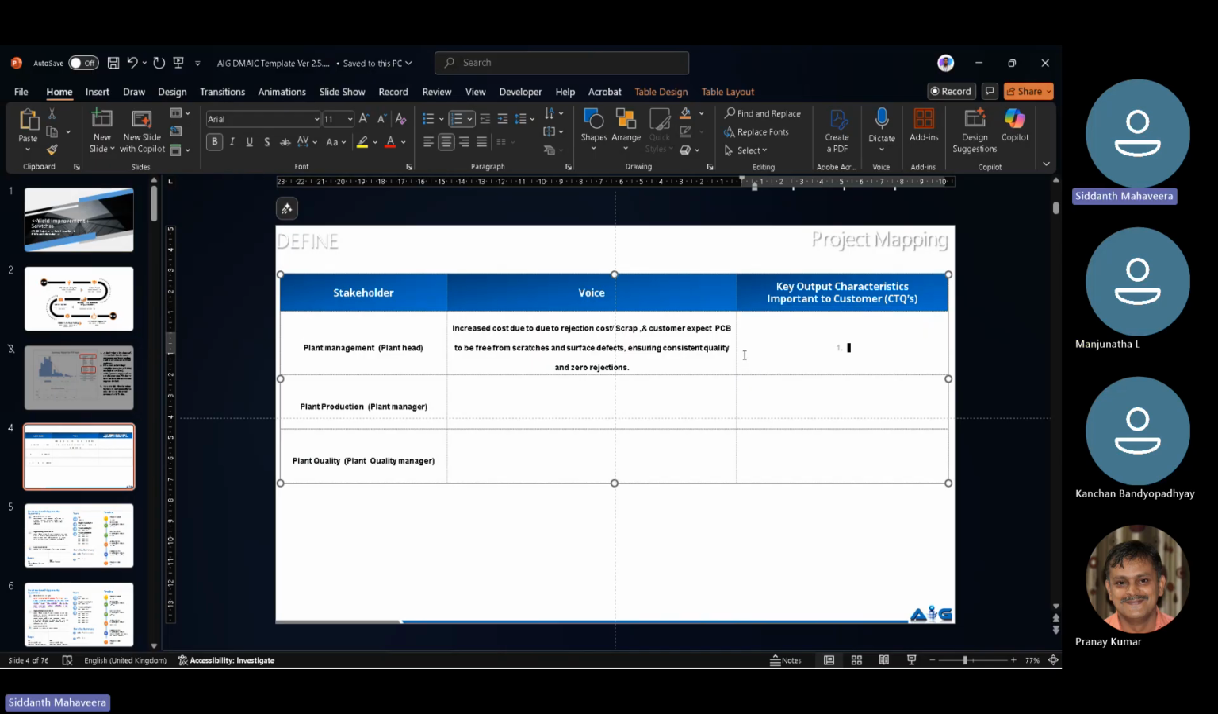The CTQs are basically critical to quality. Critical to quality, right? An output characteristic important for customers. If the customer is selling, then customer rejection percentage is one of the CTQs. It's a KPI. Defect Pareto, yes. Customer rejection, the percentage of yield rejection, yield loss, or loss due to scrap.